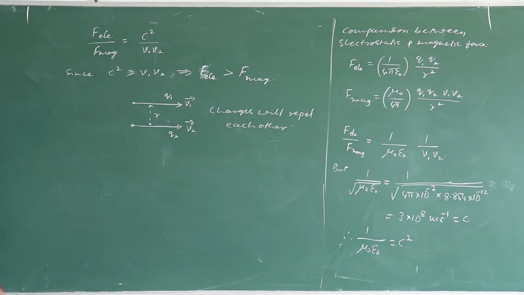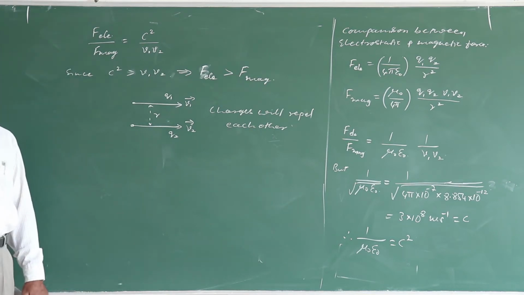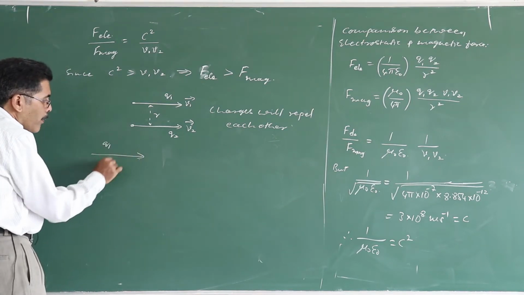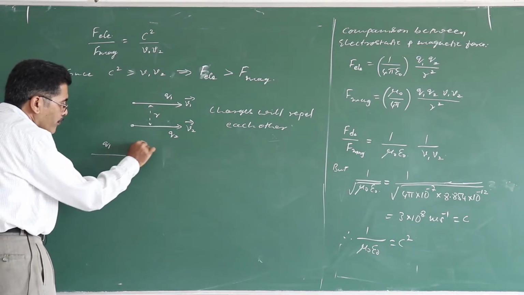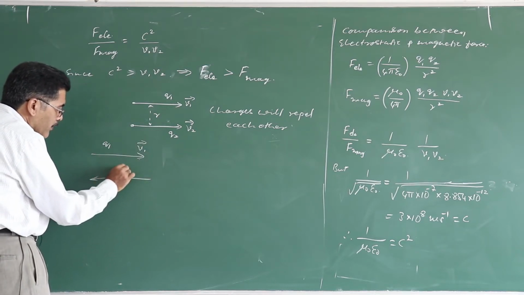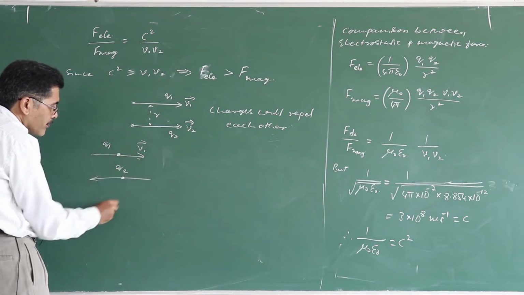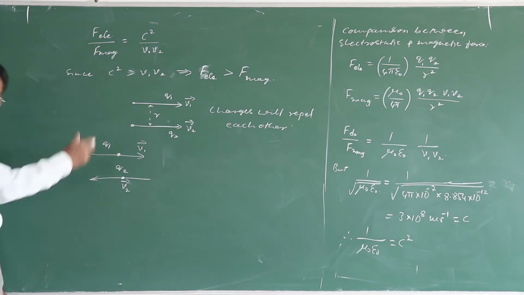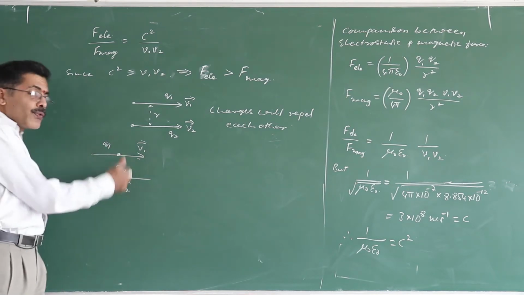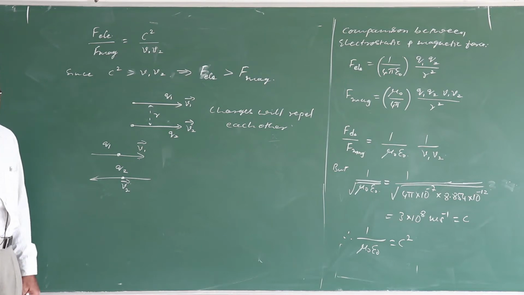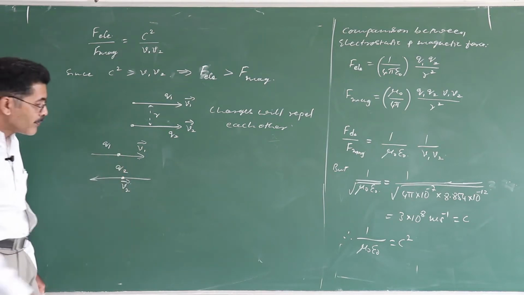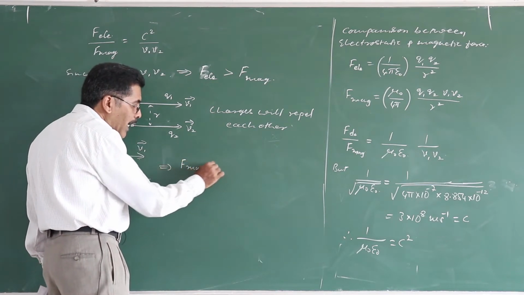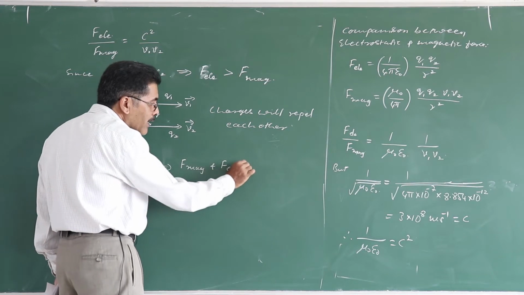If these charges move in opposite direction, there will be magnetic force of repulsion. If you consider two charges moving in opposite direction, naturally there will be magnetic force of repulsion, and the electrostatic force of repulsion will always be there. Therefore they repel each other. Here both F magnetic and F electrical are repulsive.